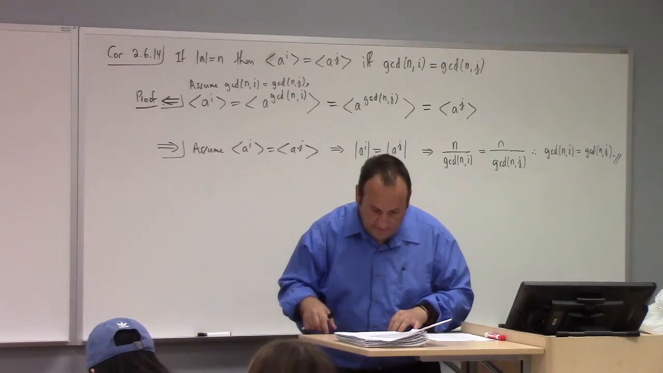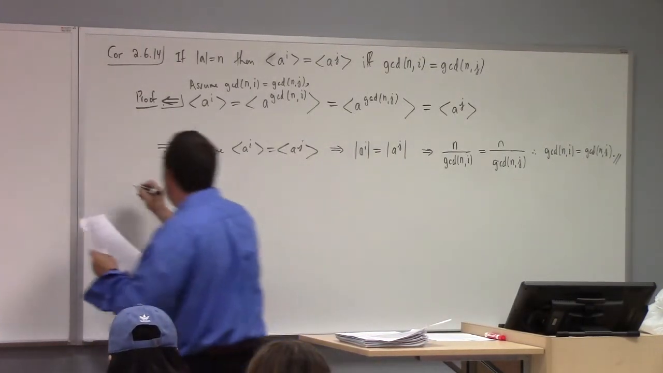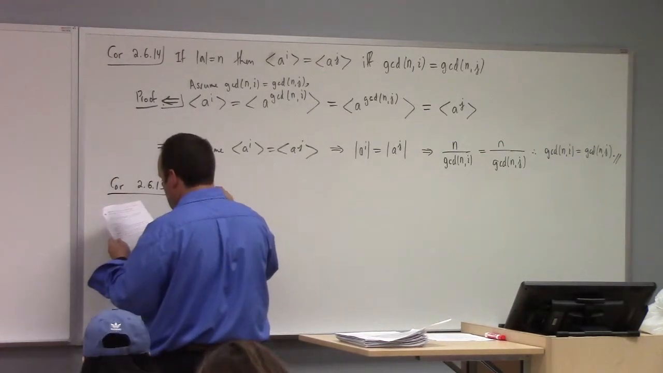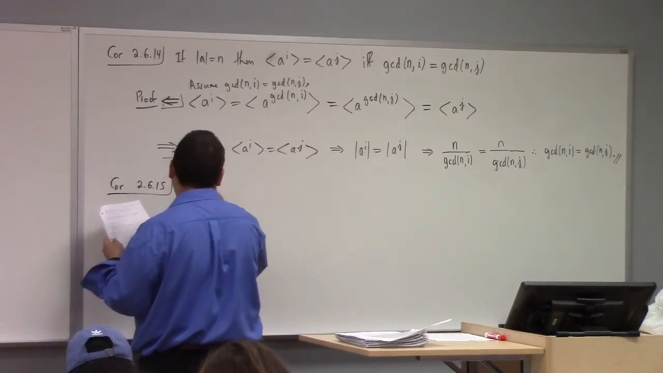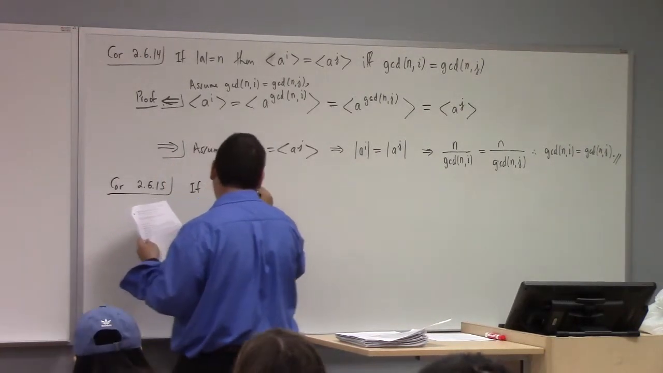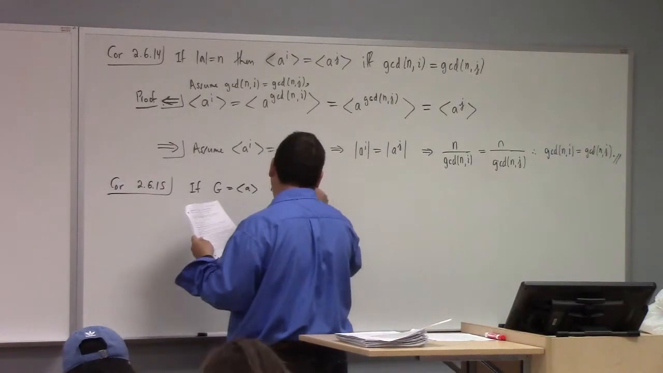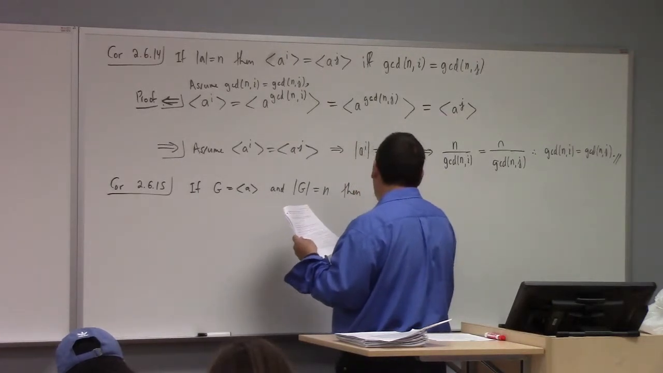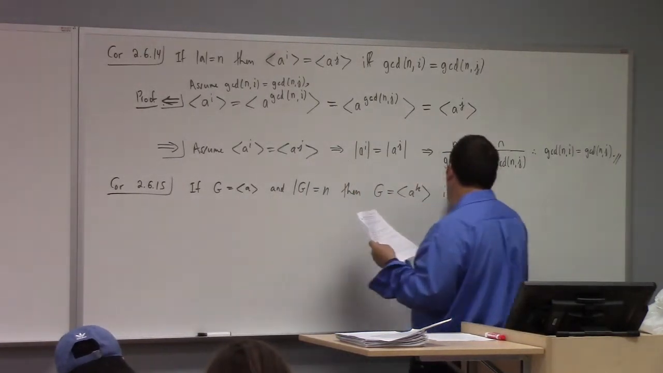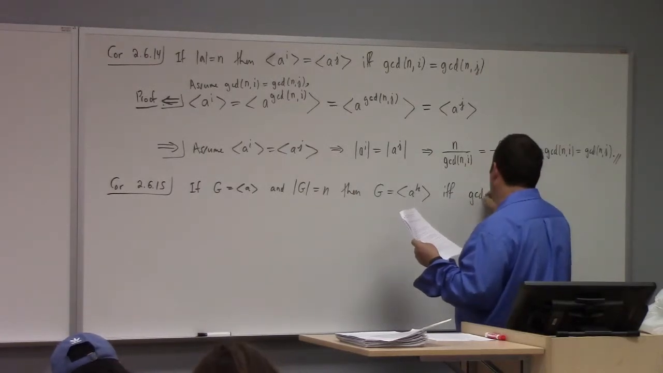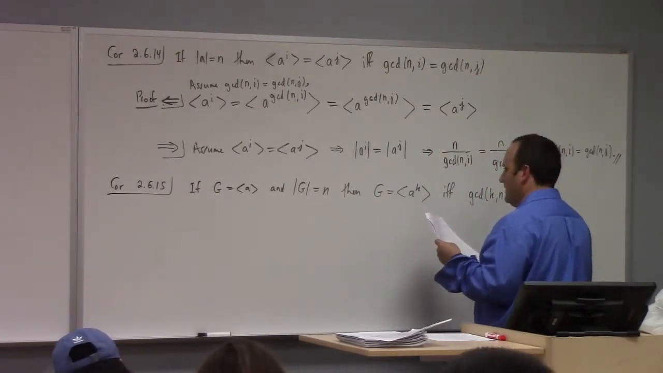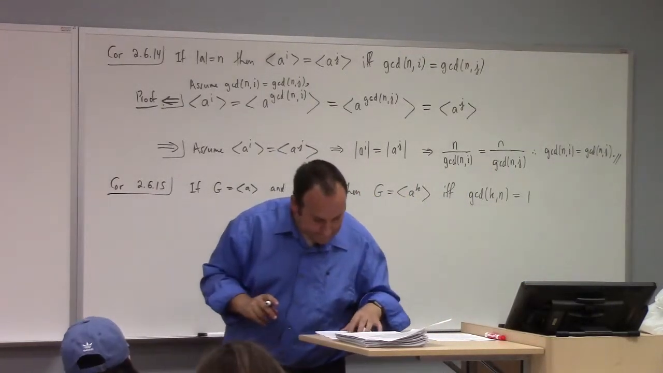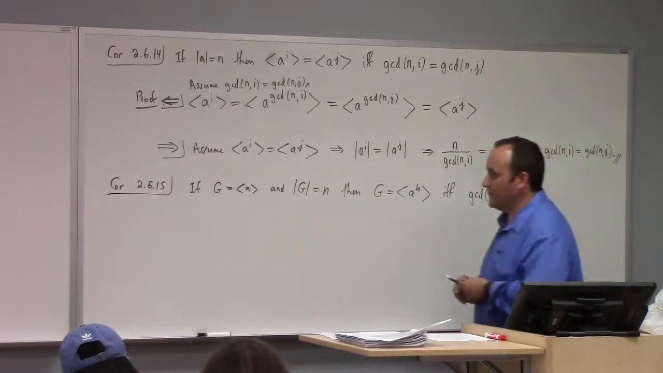But next, corollary 2.6.15 says that if A is a cyclic group of order n, then A is equal to the cyclic subgroup generated by a to the power k if and only if what? If and only if the GCD of k and n is equal to 1. Now, I think I mentioned this in the help session, but now we've actually proved it. All right? So this is almost immediate from the previous corollary, right?